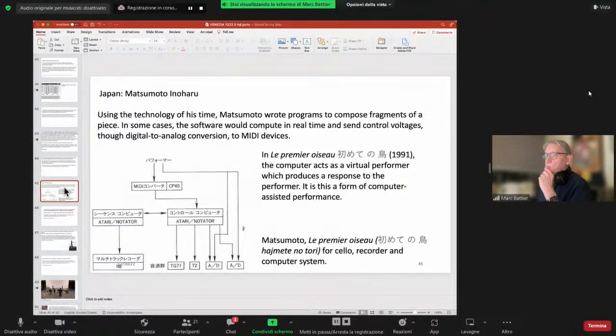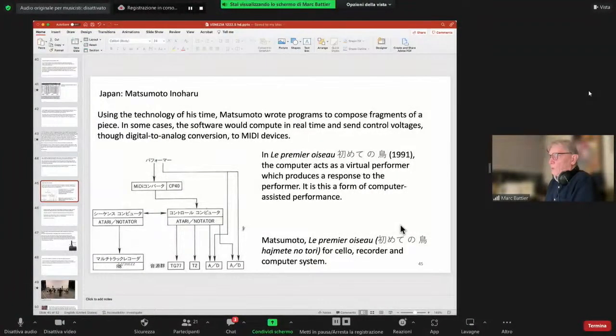In Japan, I wanted to mention this composer Matsumoto Inoharu. He was using the technology of his time, in the early 1990s, and he wrote programs to compose fragments of a piece. In some cases, the software would compute in real time and send control voltages through MIDI, through digital to analog conversions, and then also directly MIDI messages. So it was a very complex system.